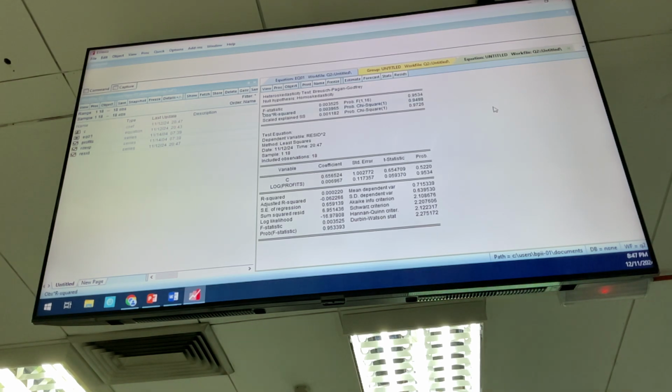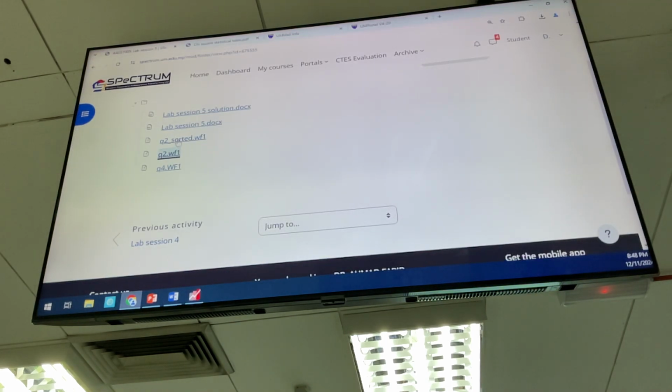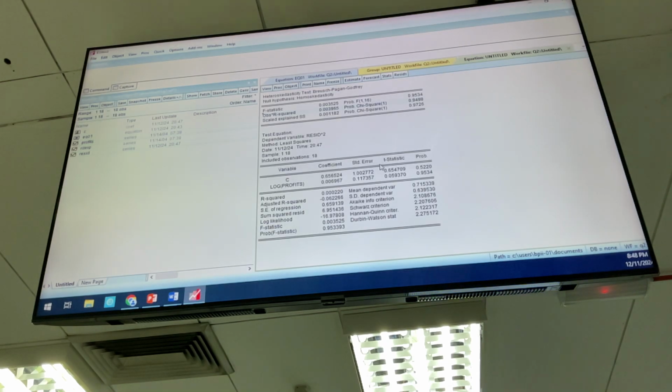For 3B, apply the Goldfeld-Quandt test. This one I leave to you to do at home. You need to use the sorted data. So we need to sort from smaller to higher, and then you remove the middle ones, just like what we did earlier, and then estimate the first part, second part, first subsample, second subsample, and then you calculate.